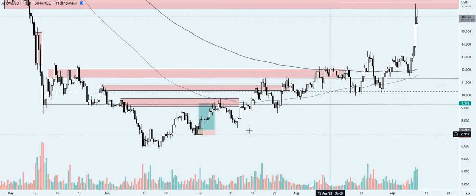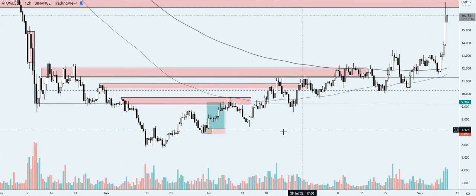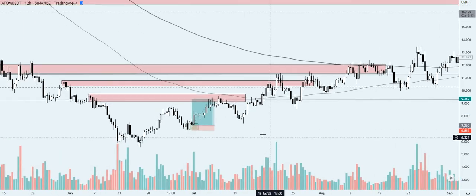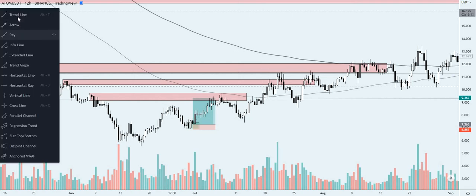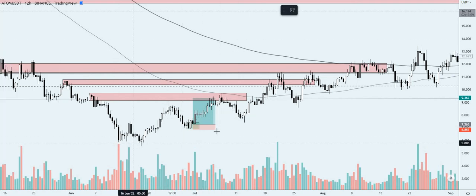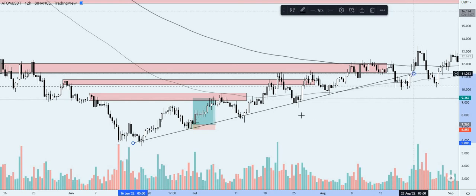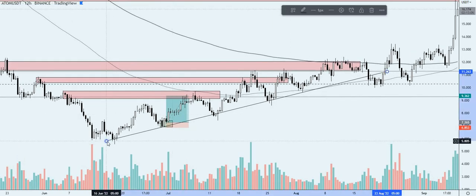And the reason why I like order blocks is because it gets away from having to use trend lines. And for me, trend lines oftentimes just get invalidated so many times in crypto.